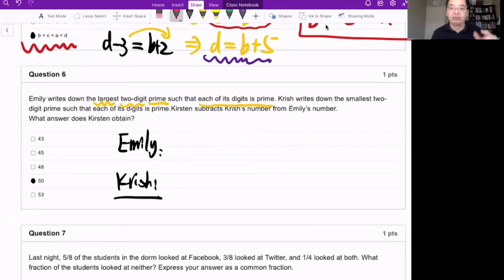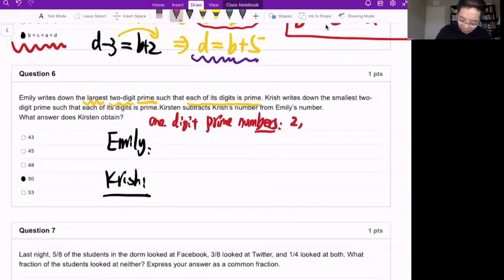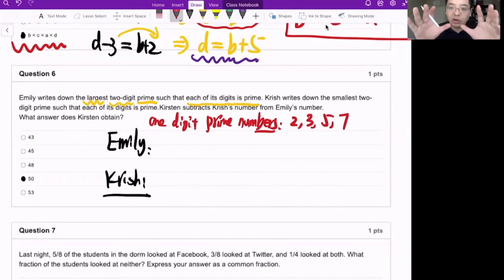The 1-digit prime numbers we have are 2, 3, 5, and 7. Now we want to make the largest 2-digit prime number using these 4 digits. Clearly, what we should have is 73. Now you may think, why is it not 75? Because 75 is not a prime number, since it's divisible by 5 because the last digit is 5.